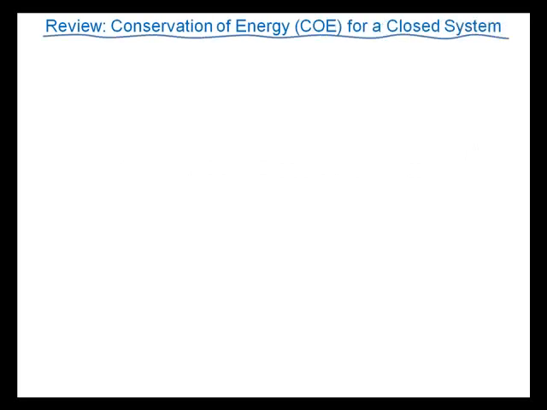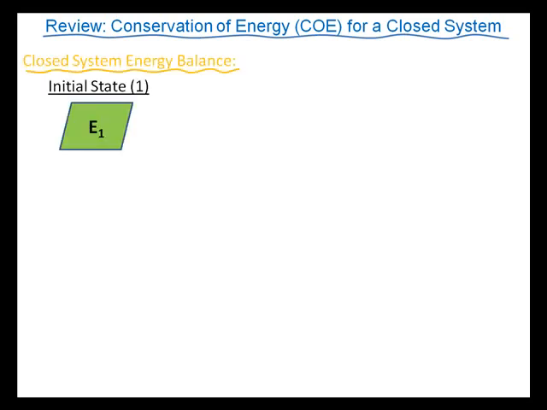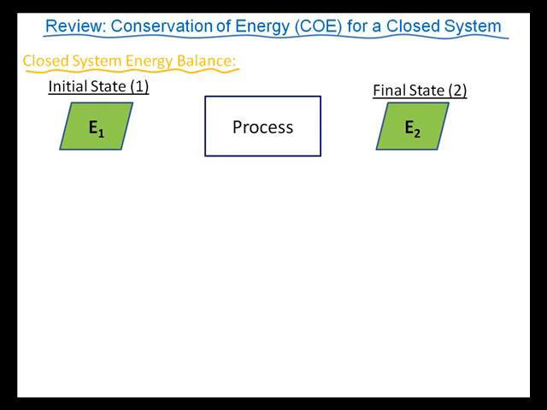Because we have to relate these two approaches, we first have to review the conservation of energy for a closed system before we can proceed. So if I have some closed system at state 1, and it has some corresponding total energy at that state, and it undergoes a process, thereby changing states to what we'll call final state 2, which has a corresponding total energy at state 2, that change in state and that change in total energy is a result of energy transfer.